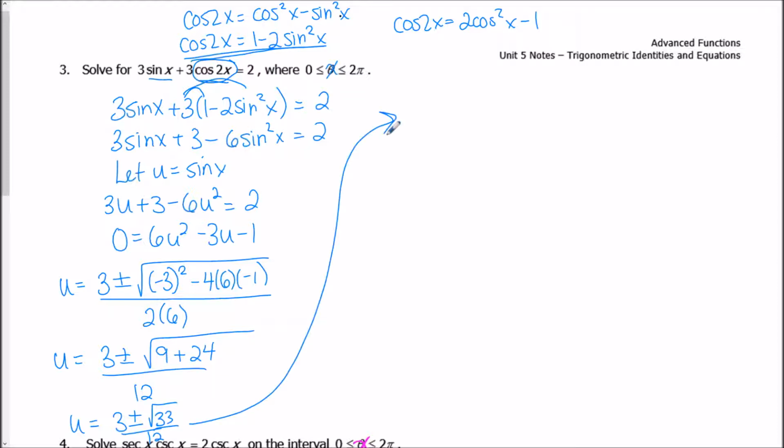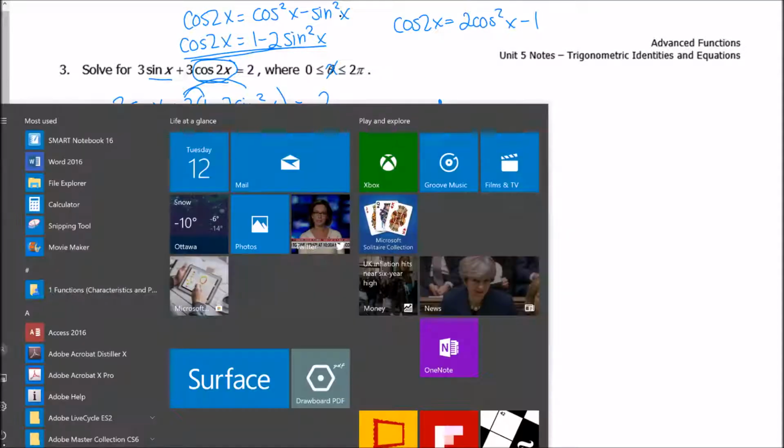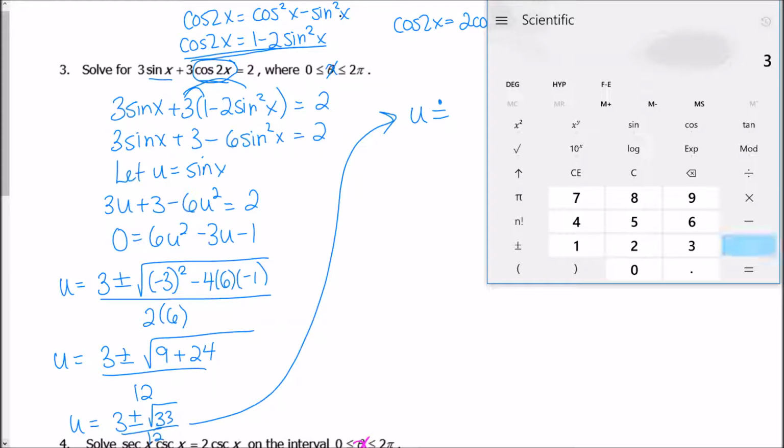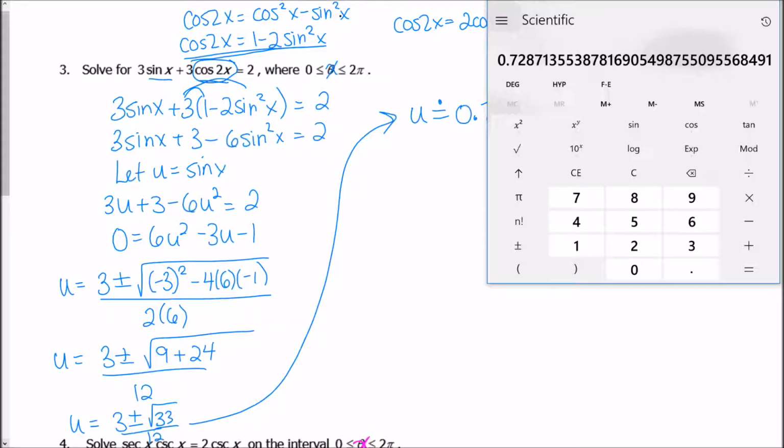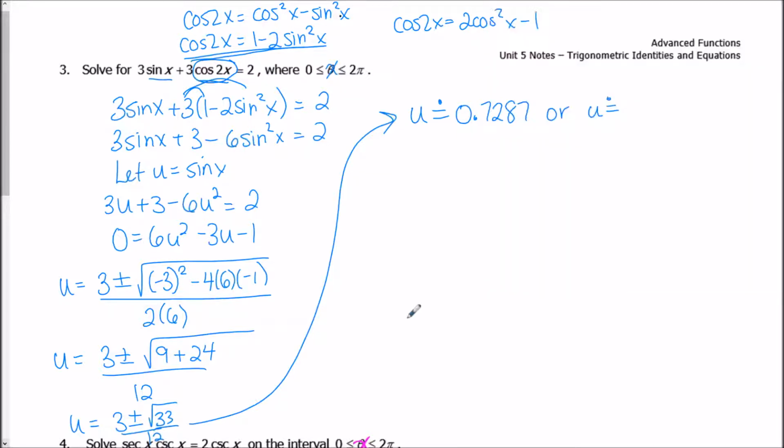So then that means that I will end up getting 2 answers. u is either equal to, so let's go ahead and type this in, 3 plus 33 square rooted, enter, and then divide that by 12. And I end up getting 0.7287, so u is equal to approximately 0.7287, or u is equal to, let's do the same thing, 3 minus the square root of 33, and then divide that by 12, and I end up getting negative 0.2287.